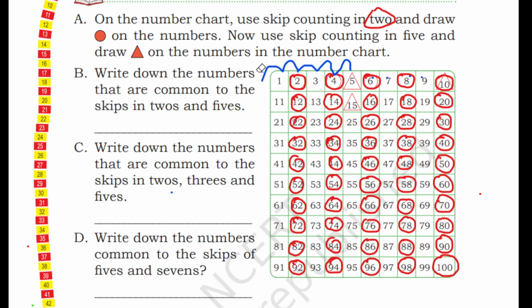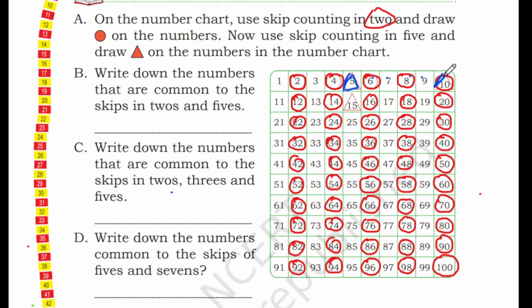I'm going to change the color to blue to draw the triangles, so it will be easy for identification. So the next thing is to draw a triangle on skip counting by 5. Draw a triangle here.